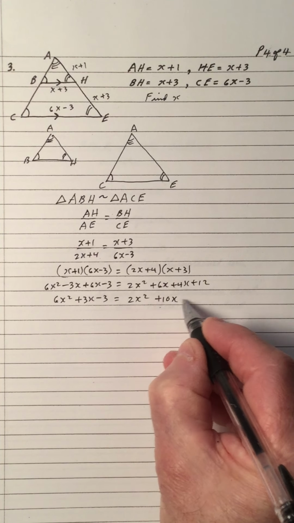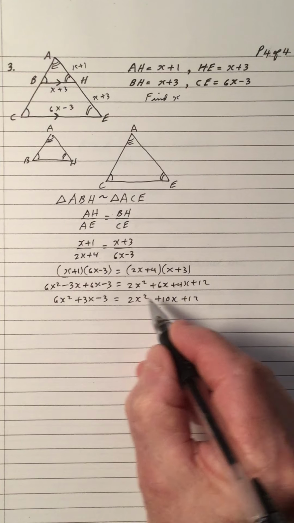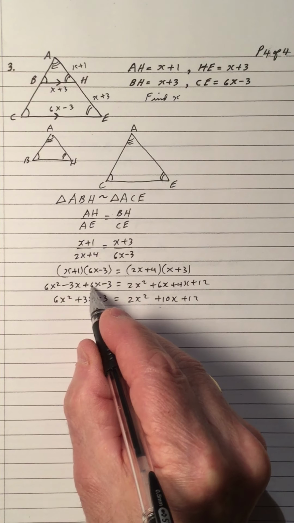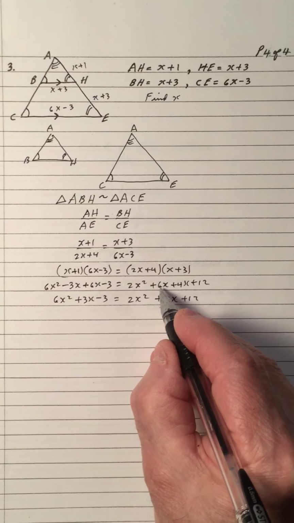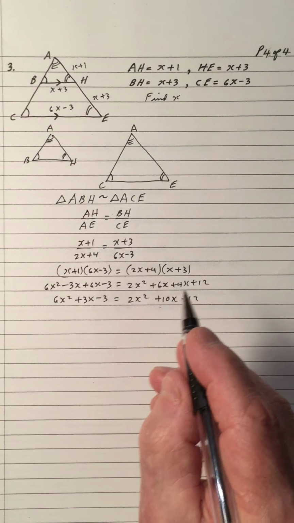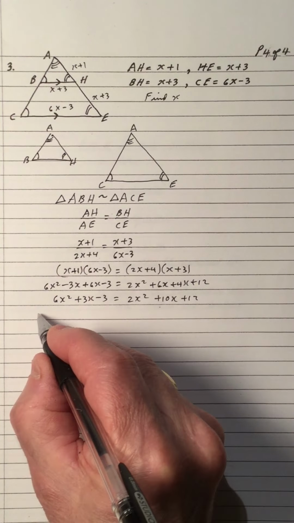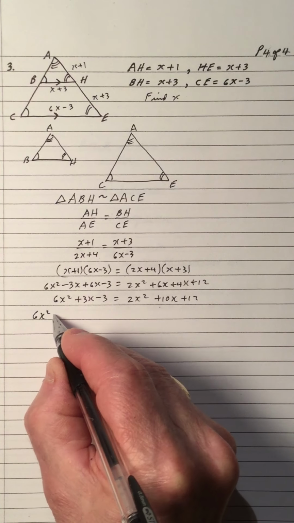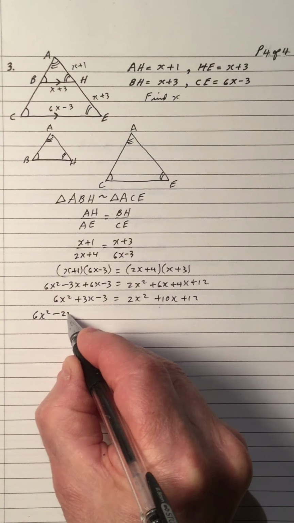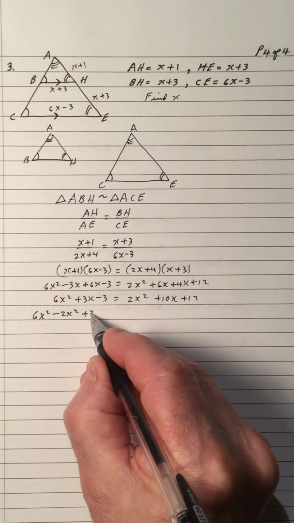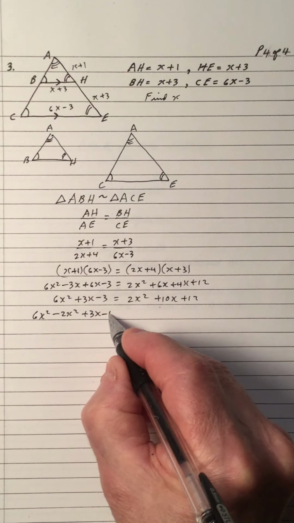So we add up the like terms. The only like terms are negative 3x and 6x, which is 3x. 6x and 4x is 10x. Now that we have each side simplified, notice we have a quadratic, so we move all variables and group them together on the left side.